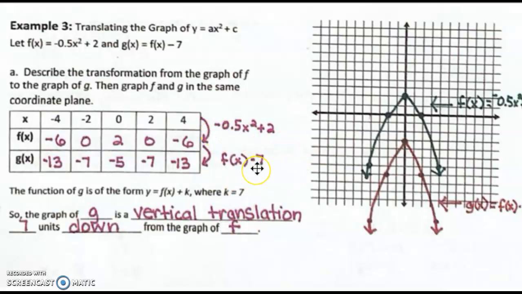Okay, so all you have to do is graph these two things. That shouldn't be hard. Then you just have to look at it and see what it does.